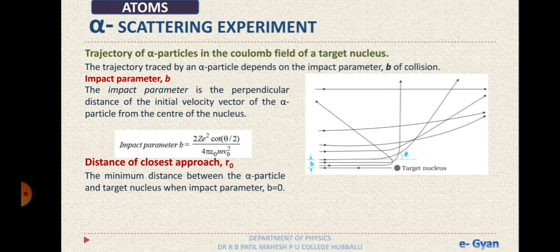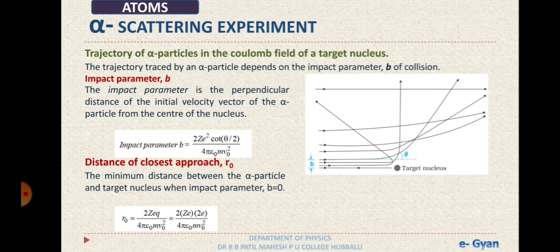And there exists a minimum distance between the alpha particle and the nucleus from where the alpha particle starts moving backwards by retracing its path. That distance is called the distance of closest approach. So it is defined as the minimum distance between the alpha particle and the target nucleus when the impact parameter b is equal to 0. It is given as r0 is equal to 2Ze·e divided by 4 pi epsilon naught m v naught squared.